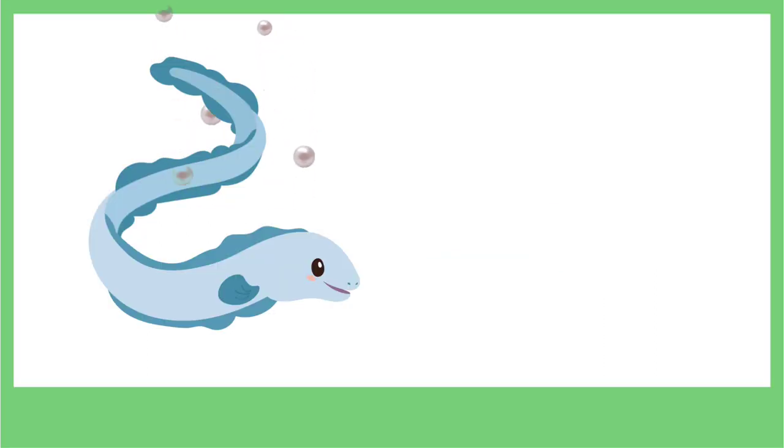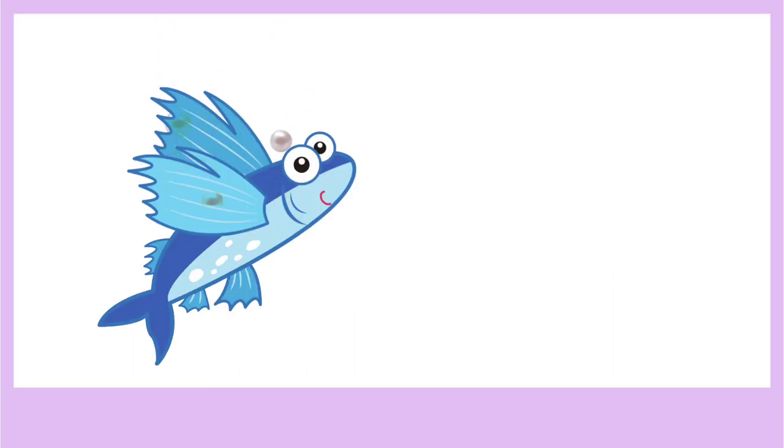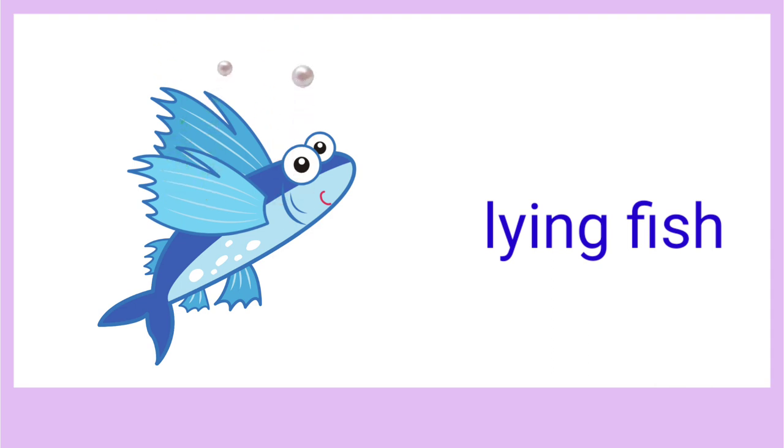And what do you think this is? Yes, it's an eel. Eel starts with letter E. You got it. What fish is this? Flying fish. It starts with what letter? Yes, it's F.